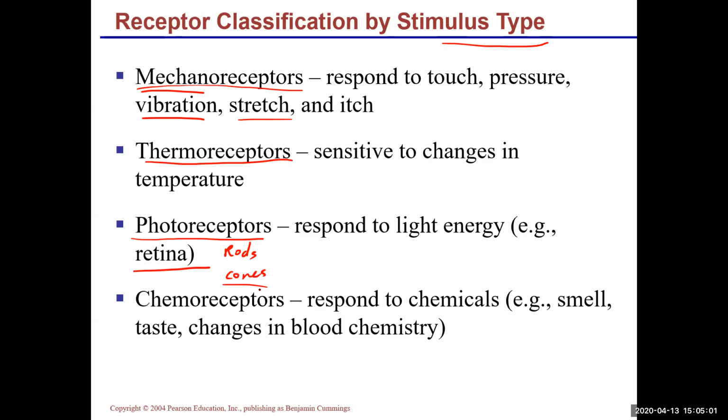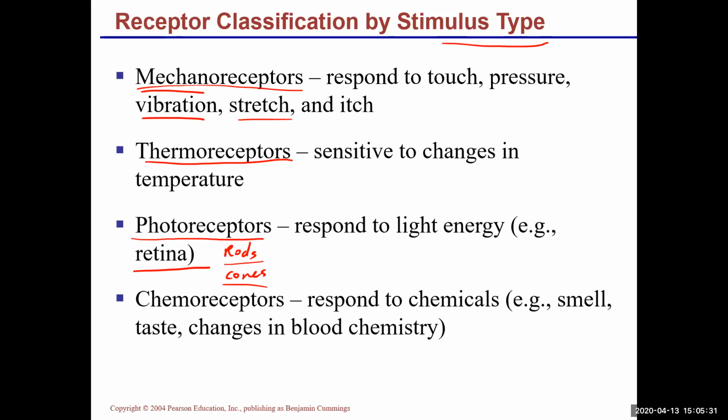Cones are for colors and clear images. Cones are for central vision. Rods are for peripheral vision. You see in dim light, and they're mostly important in picking up movements, all right? They really work when there's not much light available. So light intensity, colors, movement, pictures, all of that can be picked up by these types of receptors, photoreceptors.